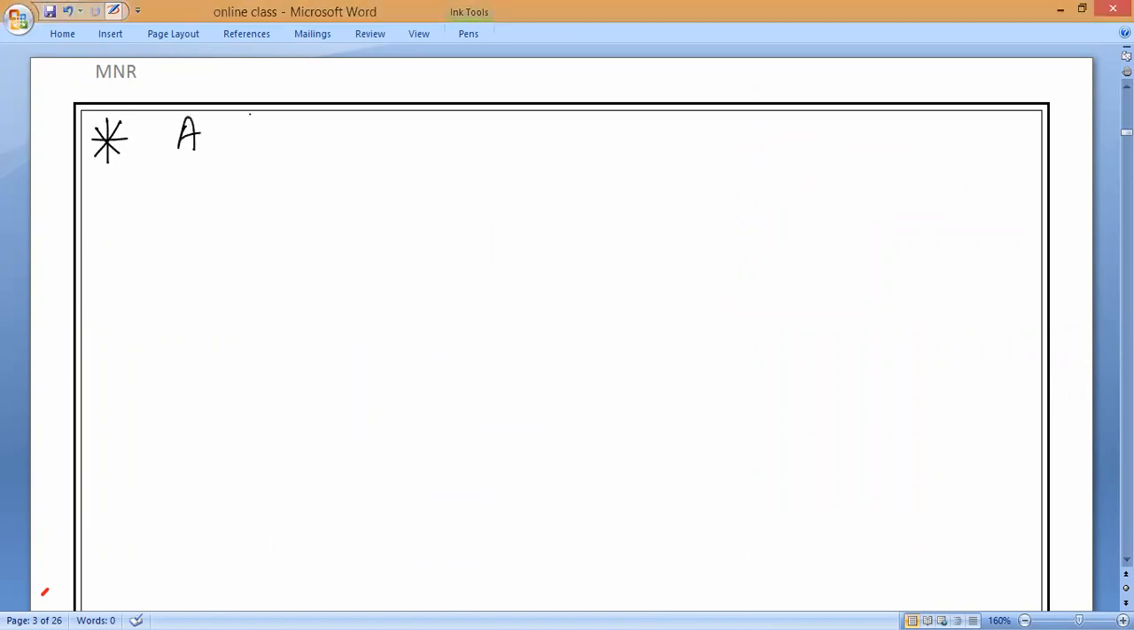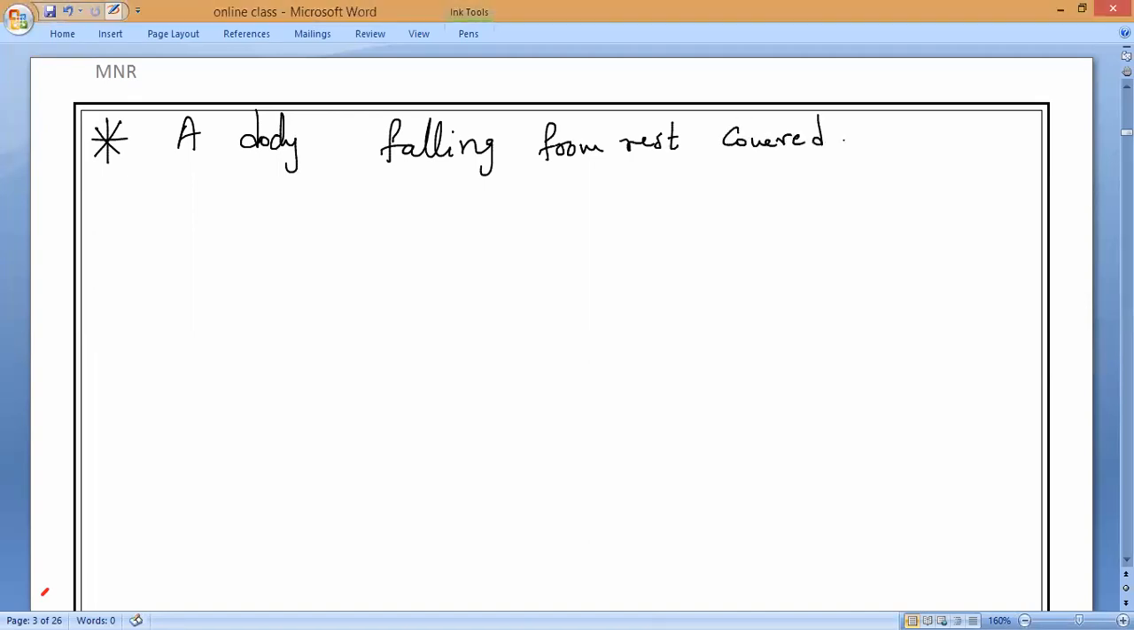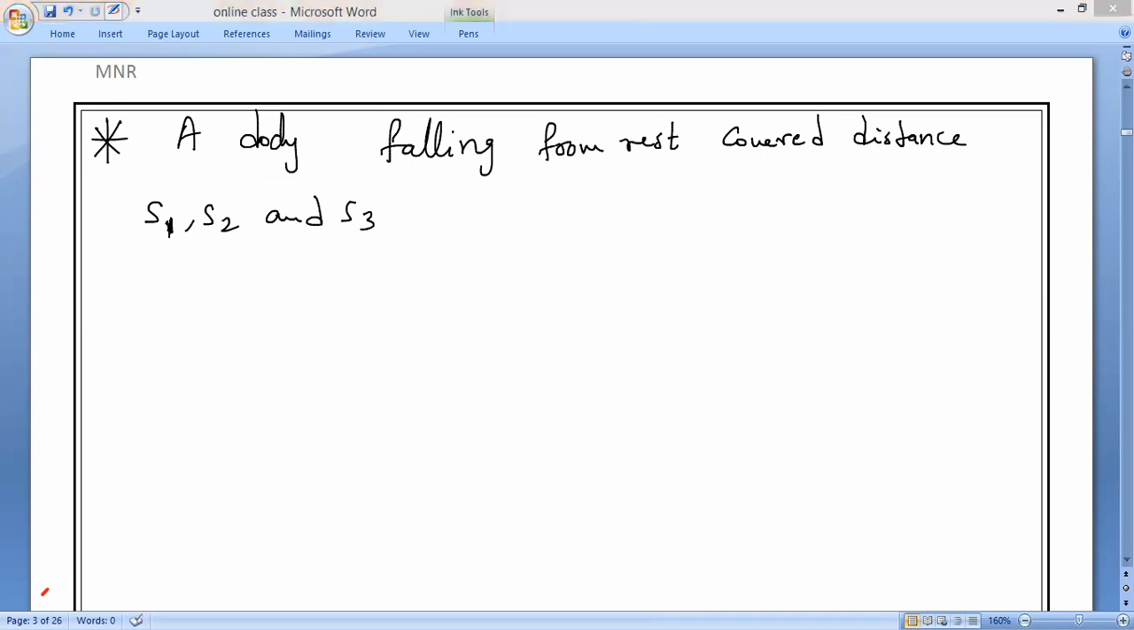A body falling from rest covered distances S1, S2 and S3 in the first, second and third seconds of its fall. Gokul, answer, sir, or else leave the meeting. Falling from rest, what is the initial velocity? Zero, sir.